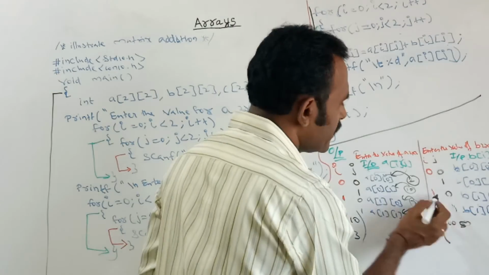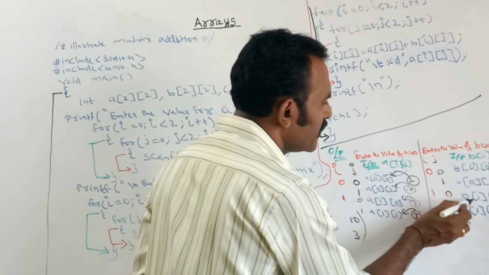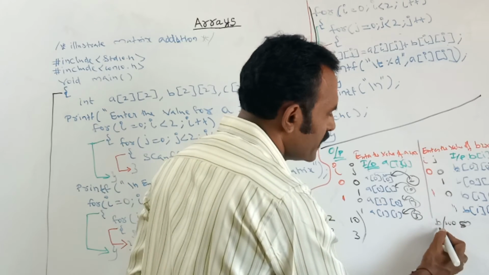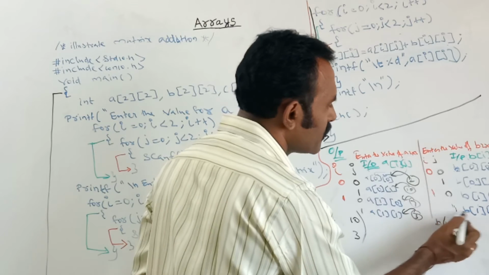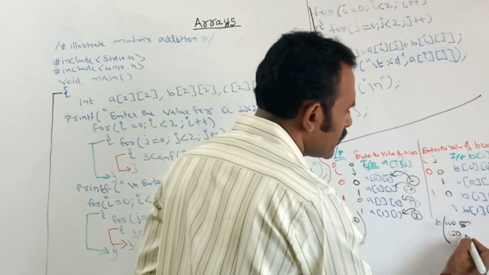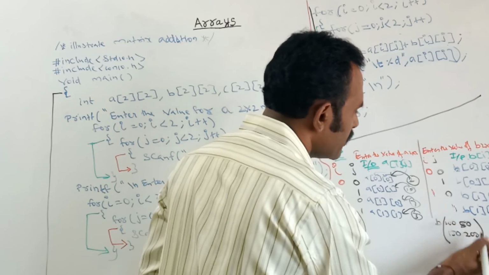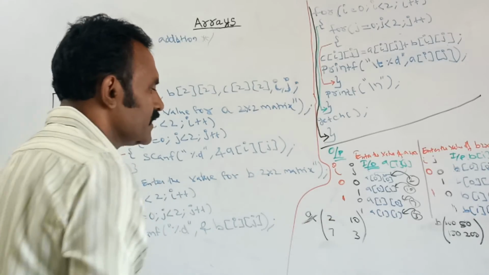Next here I value is 1, that is 1 comma 0, B of 1 comma 0 I had given 150, so here B of 1 comma 0 is 150. Next B of 1 comma 1, that is 200, so here 200. This is the value of B. Variable B will hold this value and variable A will hold this value.